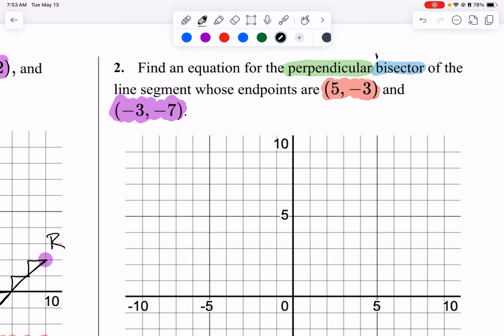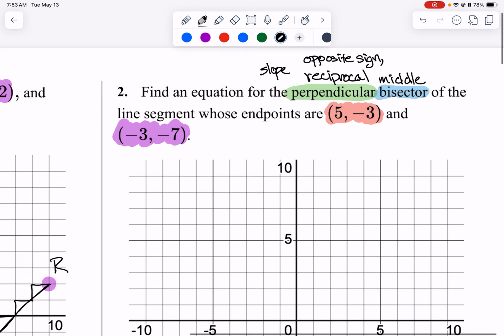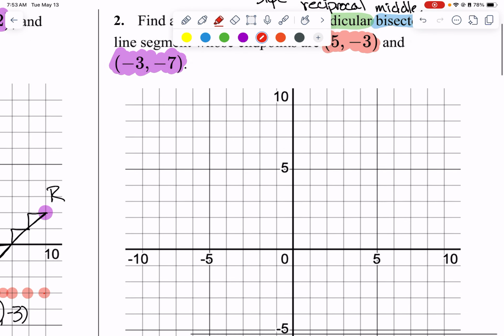I'm going to also remind myself, like I said out loud, that bisector is in the middle, and that perpendicular is the slope that is opposite sign and reciprocal. So it has to satisfy those two things. All right, let's go ahead and plot our points and see where that leads us.